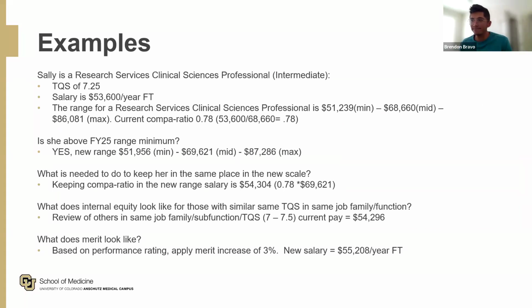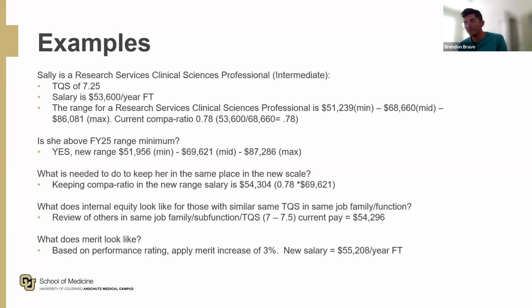First we have Sally. Sally is a research services clinical sciences professional. Her current TQS is 7.25. Her salary is $53,600. The current range for this group is: the minimum is $51,239, the midpoint is $68,660, and the max is $86,081.